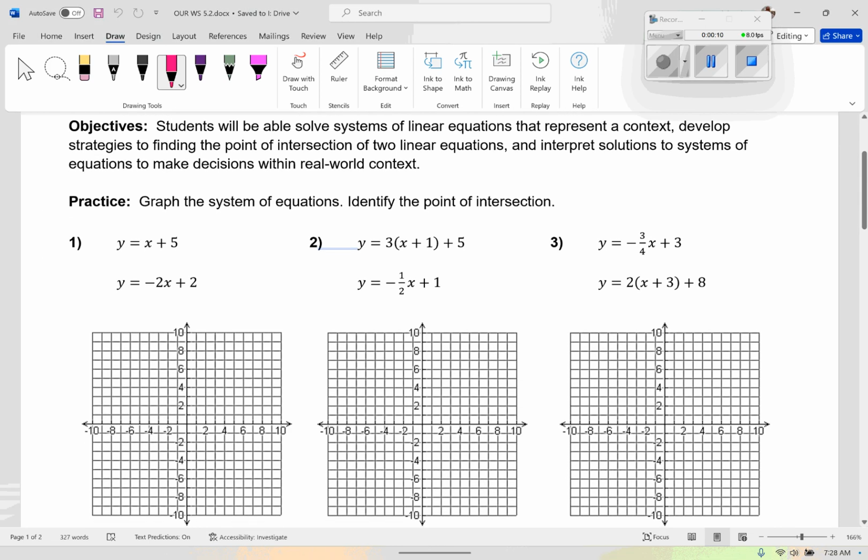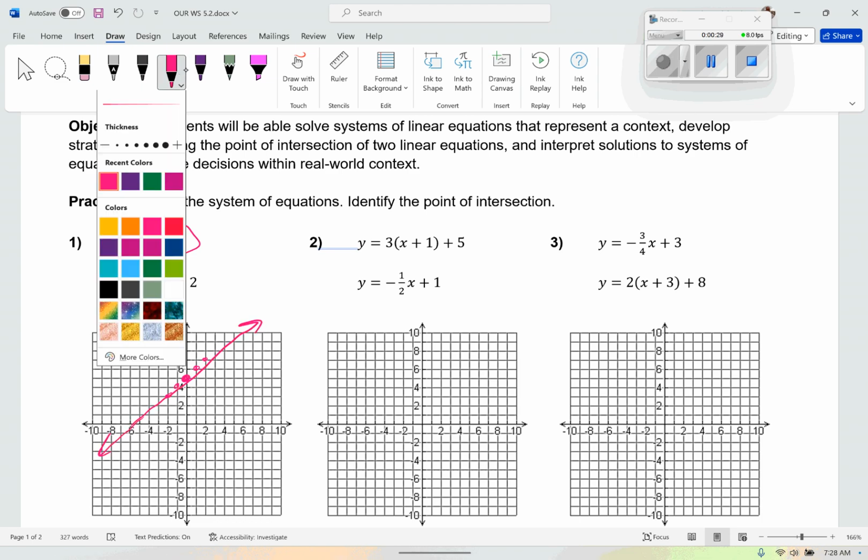So this has a y-intercept of (0, 5), which is up here. And you have a slope of 1, so up 1, right 1, up 1, right 1. You can also go down 1, left 1, down 1, left 1, and draw in your line of best fit.